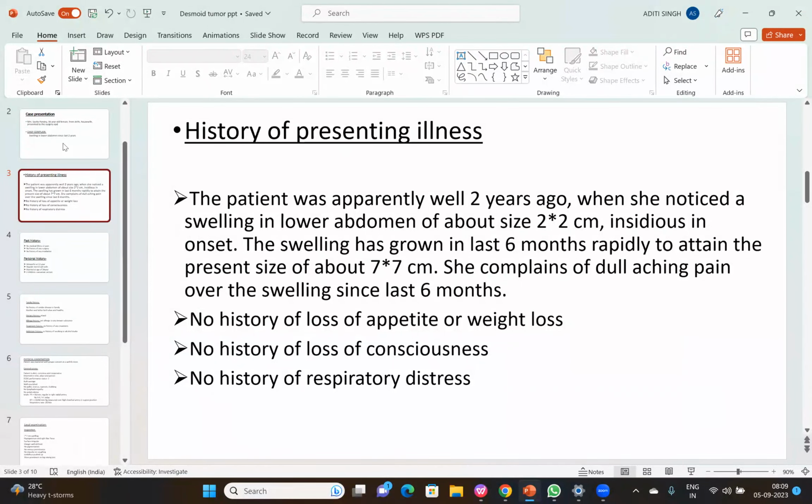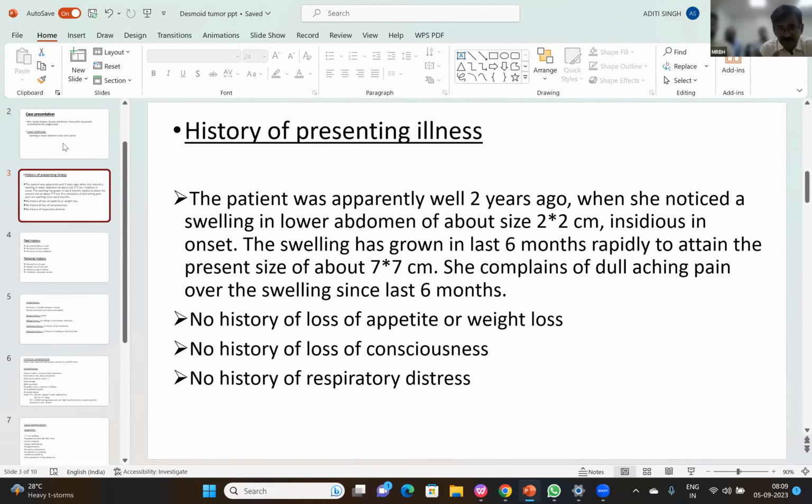Next, bowel habit is important. What was the bowel habit before the illness started 2 years back? What is the bowel habit at the moment? Any history of passage of blood and mucus in stool? Any history of hematemesis or melena? That covers your GI part.